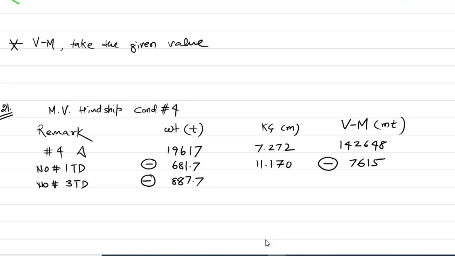887.7, 10.370, and again I am going to put minus sign. That is 9205.